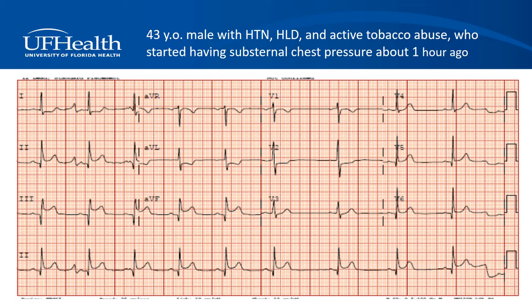Now we will go over several EKGs to see if these EKGs meet the criteria for ST elevation. In the first scenario, we have a 43-year-old male with hypertension, hyperlipidemia, and active tobacco abuse who started having substernal chest pain about 1 hour ago. Please pause the video at this point to look over the EKG.